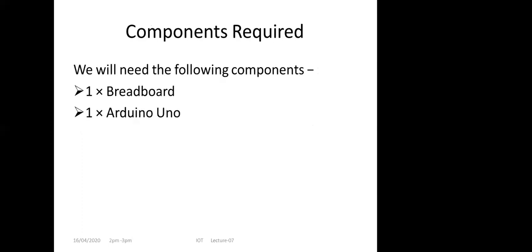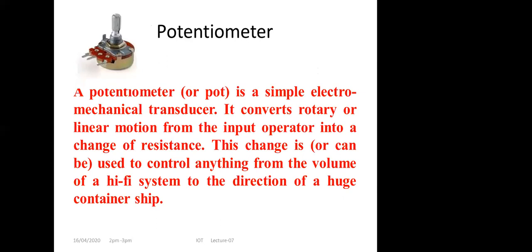Okay, components required for this experiment: breadboard, Arduino Uno, potentiometer, you have seen that, and two jumpers. And what is a potentiometer actually? Yes, I told you. The potentiometer is a simple transducer which converts mechanical quantities to electrical.